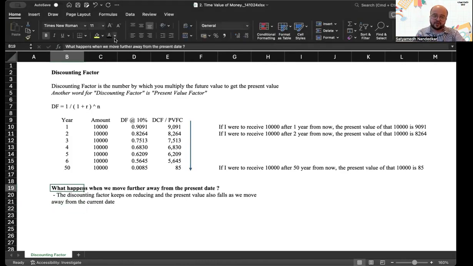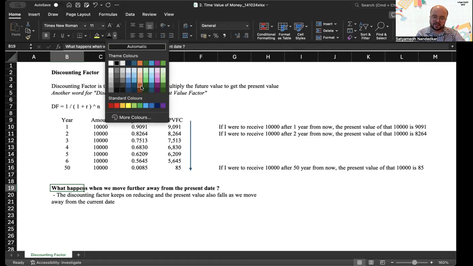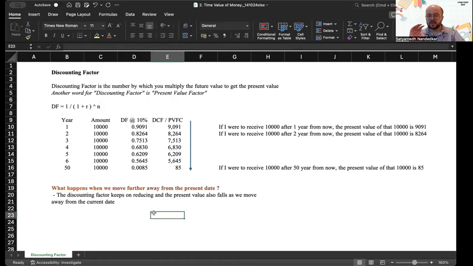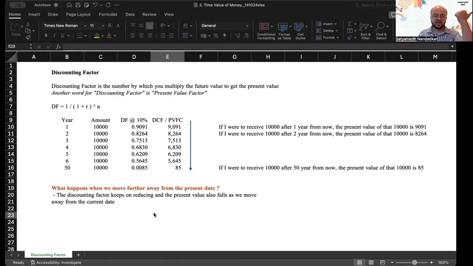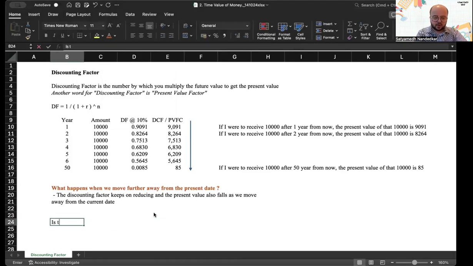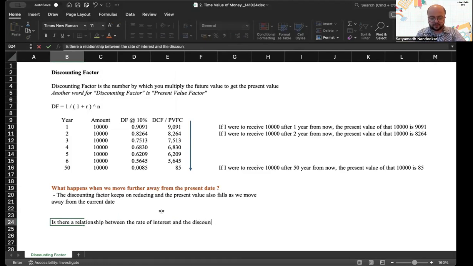And what is that? The further we move away from today's date, the lower is the present value. This is our first conclusion. Let's try to find out if there is a relationship between the rate of interest and the discounting factor. So is there a relationship between the rate of interest and the discounting factor?